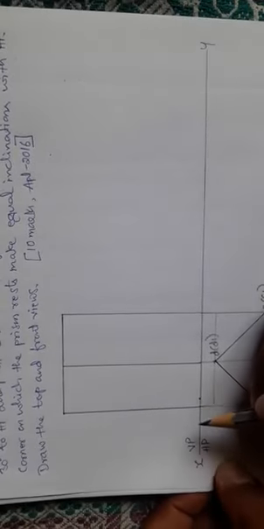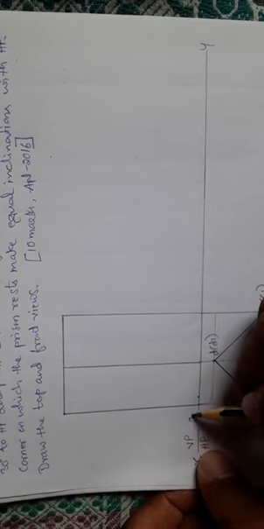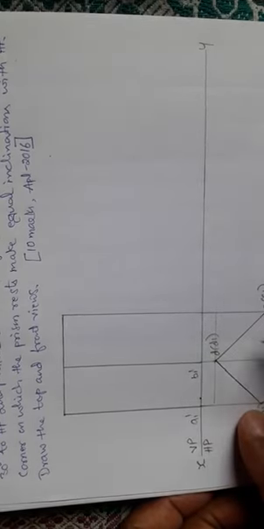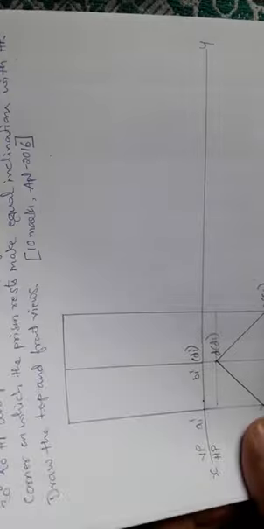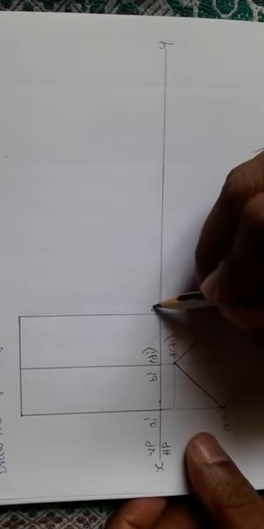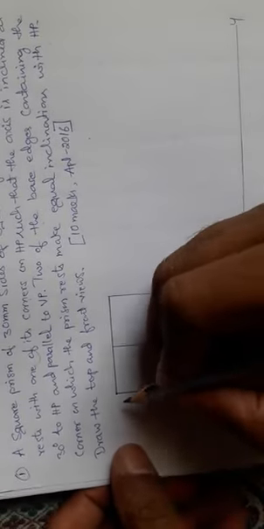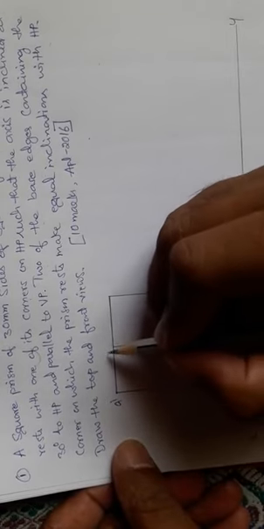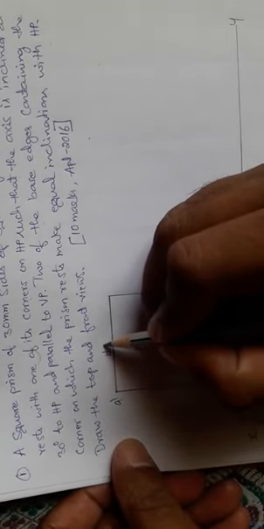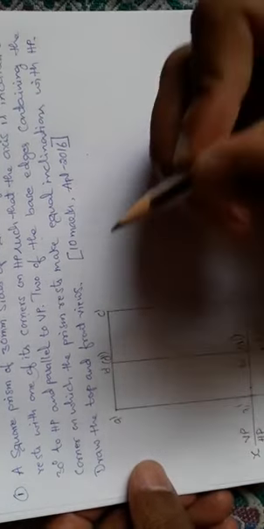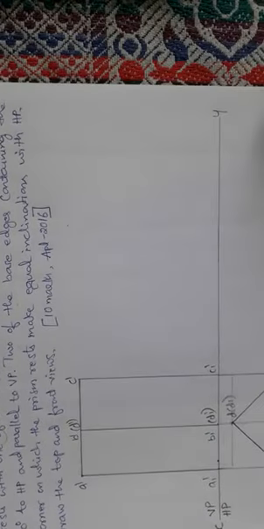Here I am going to write the names: A1 dash, B1 dash is a visible point and D1 is an invisible point, and C1 dash is a visible point. Similarly A dash, B dash is a visible point, D dash is an invisible point, C dash is a visible point.